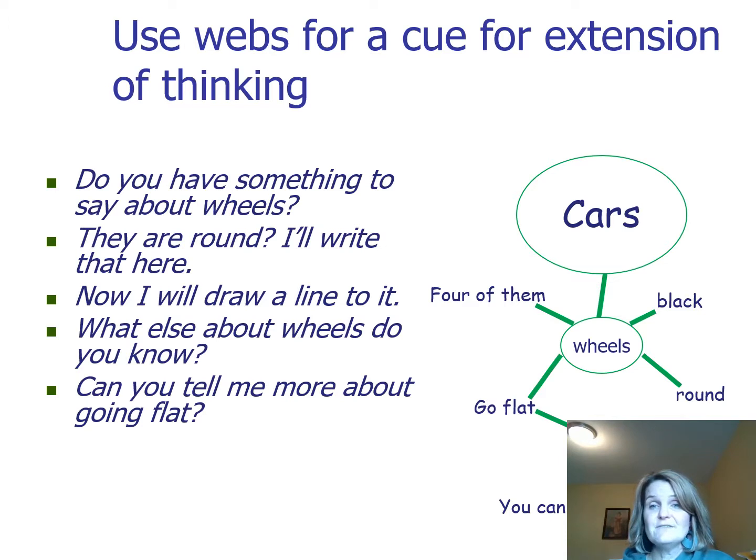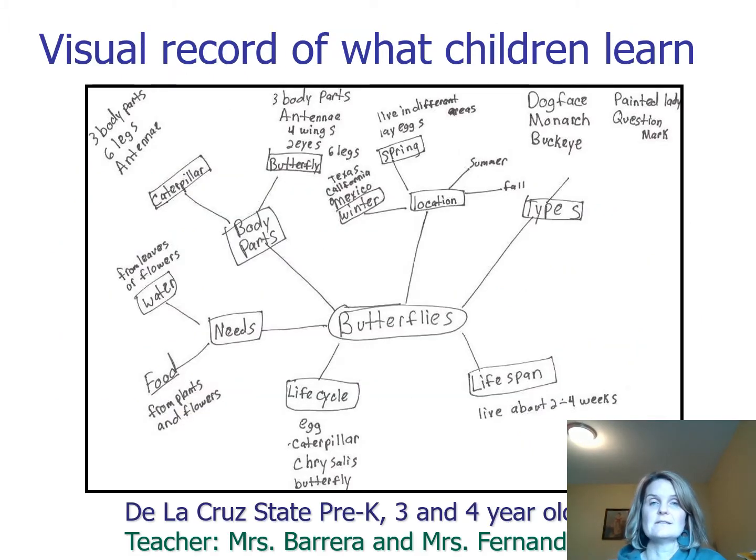You can fix a flat. So there you can see that the children are continuing to think about concepts and their connections. So here's a web. It's a nice web, but it is actually a combination of listing and webbing. So you can kind of see where there's some elements of, here's the listing going on over here.